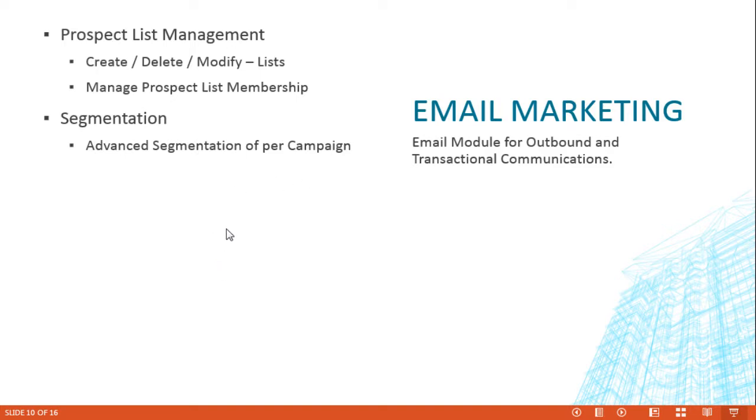Segmentation. You should have advanced segmentation per campaign, or just each email that you're going to send. Again, you might want to have a very outbound focused email system. You want to send to large lists of your customers. You're going to create this campaign, and that campaign is going to be executed and emailed to your prospects, regardless of whatever the marketing automation system is doing at that time.